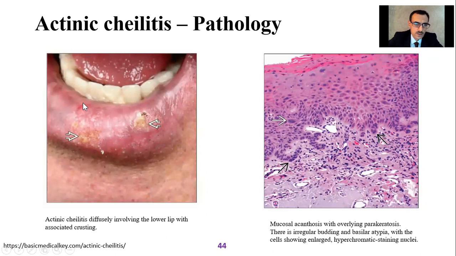Here is the gross description of the actinic cheilitis that diffusely involves the lower lip with associated crusting, and histopathology of the actinic cheilitis. Here we see the mucosal acanthosis with overlying hyperkeratosis, and there is an irregular budding and basilar atypia with cells that show enlarged hyperchromatic staining nuclei.